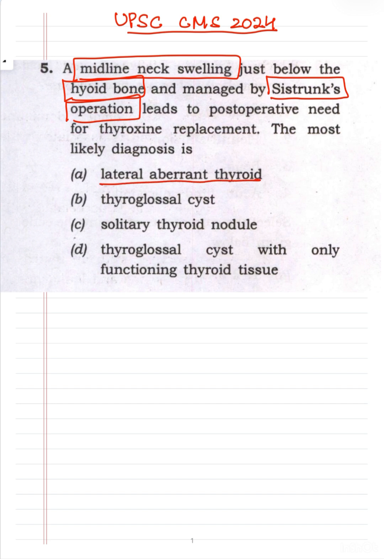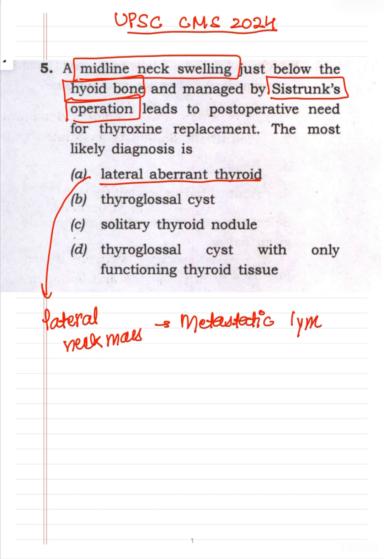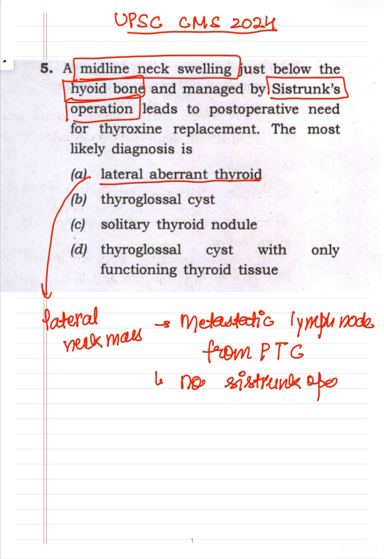First, the lateral aberrant thyroid. Lateral aberrant thyroid presents as a lateral neck mass, not as a midline neck mass. What is it? It is a metastatic lymph node from papillary carcinoma of the thyroid. From the papillary thyroid carcinoma, the metastasis goes to the lymph node, and that presents as a lateral aberrant thyroid, and it is not treated by the Sistrunk operation. So the first option is wrong.